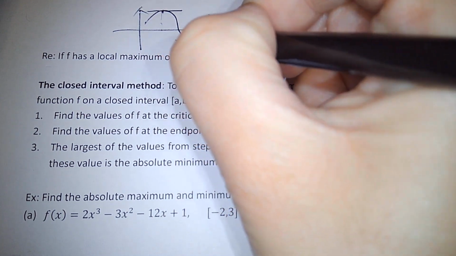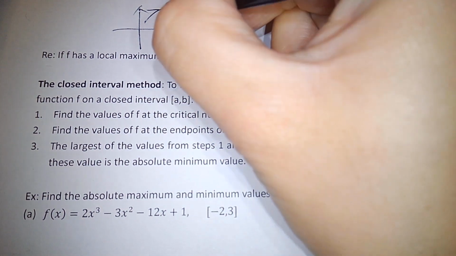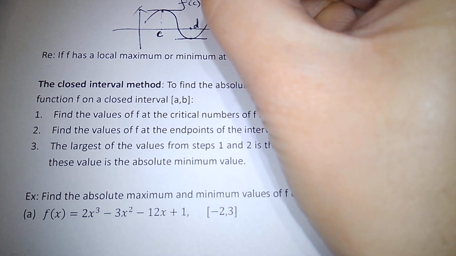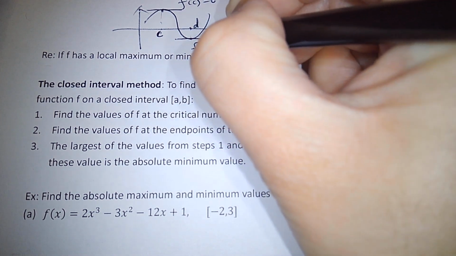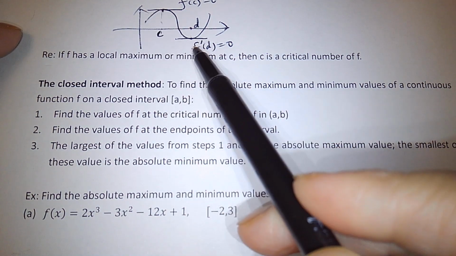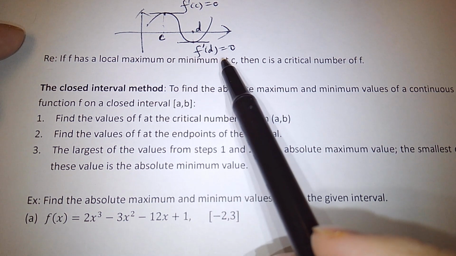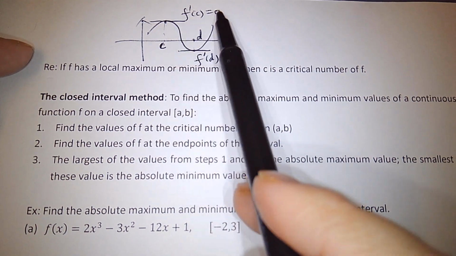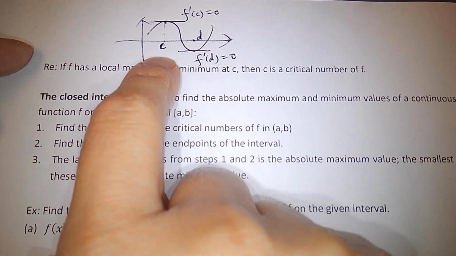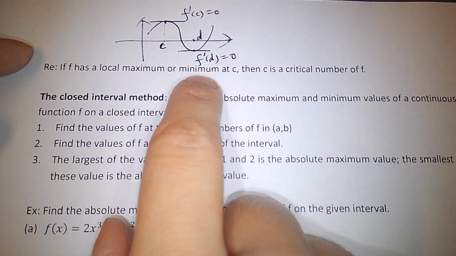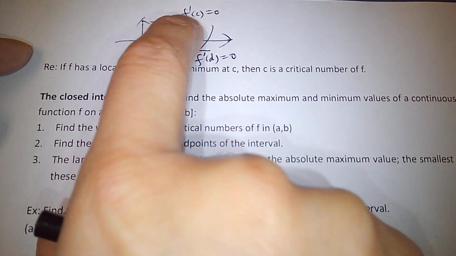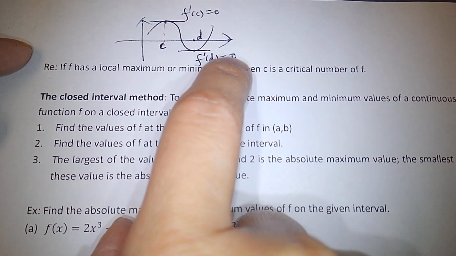Local maximum, local minimum, right? So for example, this is C, and this is D. Because we know that at a local maximum or local minimum, if we draw the tangent line to the curve there, we'll have horizontal tangent lines. A horizontal tangent line gives us zero slope, and slope comes from the derivative. So at the local maximum or minimum, we'll always have the derivative equal to 0.